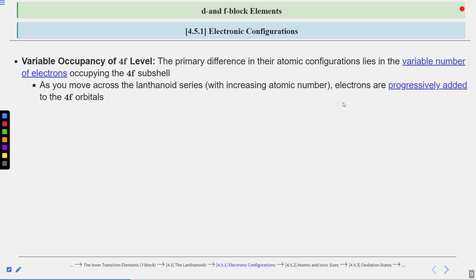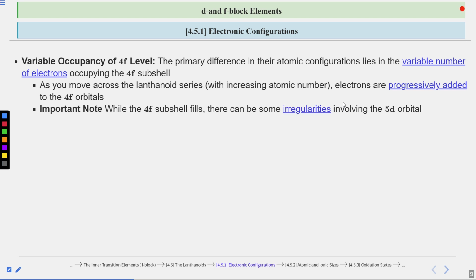As you move across the lanthanoid series with increasing atomic number, electrons are progressively added to the 4f orbitals. In the 4f orbital we can fill a maximum of 14 electrons. So if the first element has 1 electron in the 4f orbital, the next one will have 2, the next one will have 3, the next one will have 4. As you move across the lanthanoid series, electrons are progressively added to the 4f orbitals.